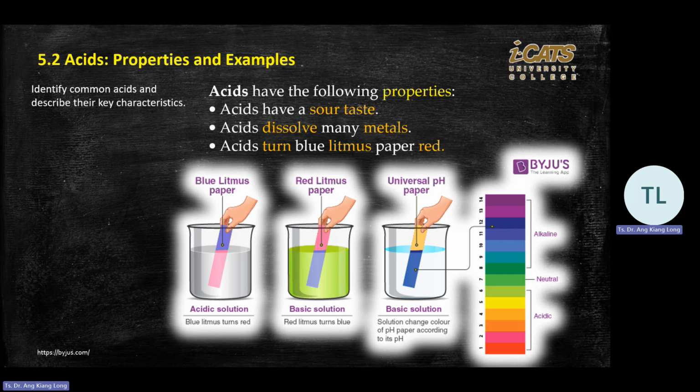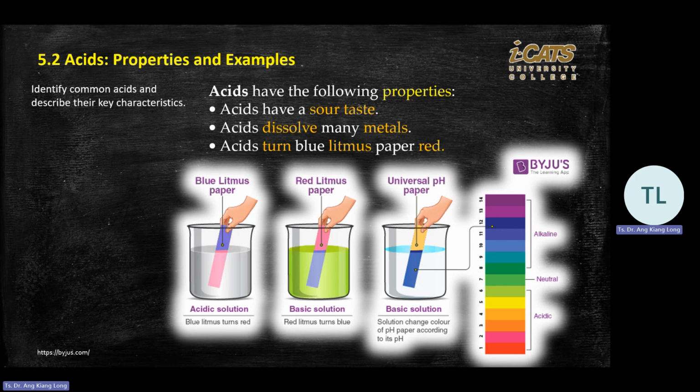Another type for testing pH is universal pH paper. This one is used by professionals. So in Chemistry 2, don't just mention pH paper. I will put a question mark. What kind of pH paper are you referring to? Either blue, red, or universal. You need to tell me. If you use universal, you need to check the scale. This scale comes with the universal pH paper.